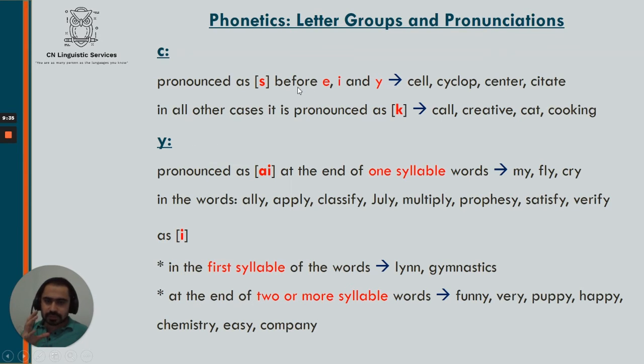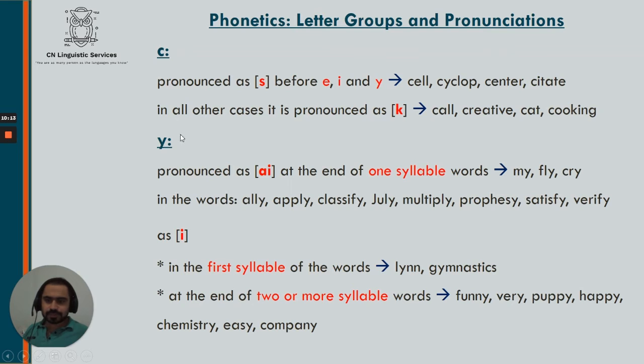If you remember this single rule, then in any other case you just pronounce this letter as K. Call, creative, cat, cooking. Okay, so if C doesn't come before E, Y, and I, you just pronounce it as K.